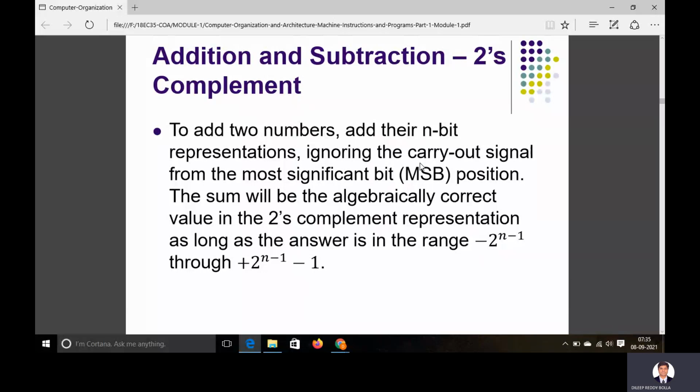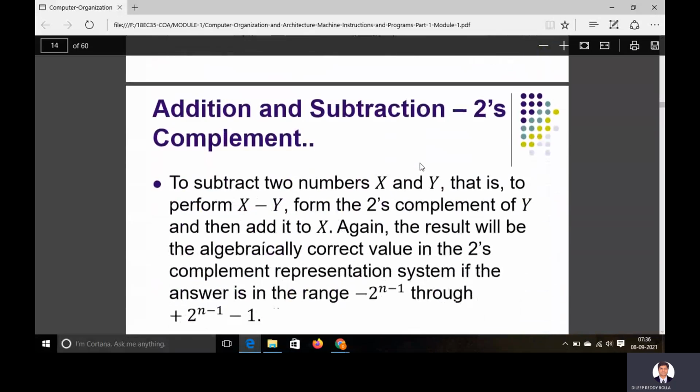Because 2 power n, let us say 2 power 2, will be 4. Only 4 numbers we can represent. So what are the 4 numbers? Minus 2, minus 1, 0 and 1. So that's how this works.